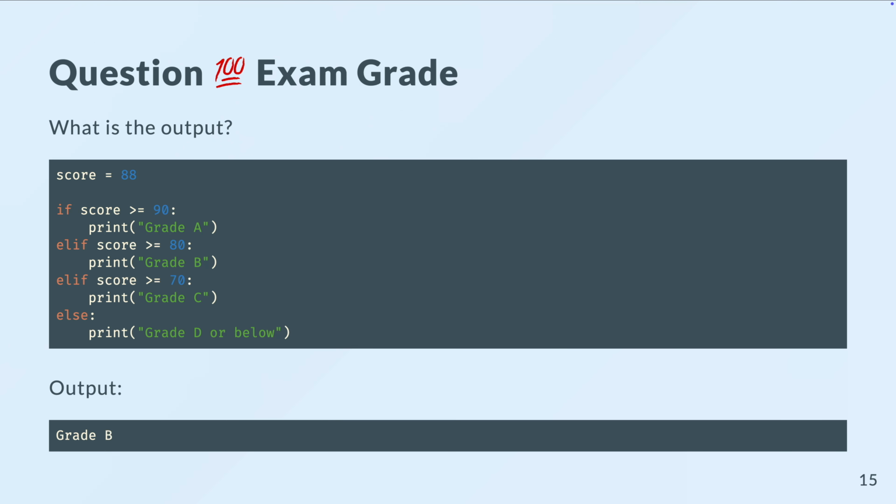Let's check. Score is 88. 88 is not greater than or equal to 90, so the first condition is false. Next, Python checks, is 88 greater than or equal to 80? Yes, it is. So Python prints, grade B. And Python stops, it does not check the other conditions.